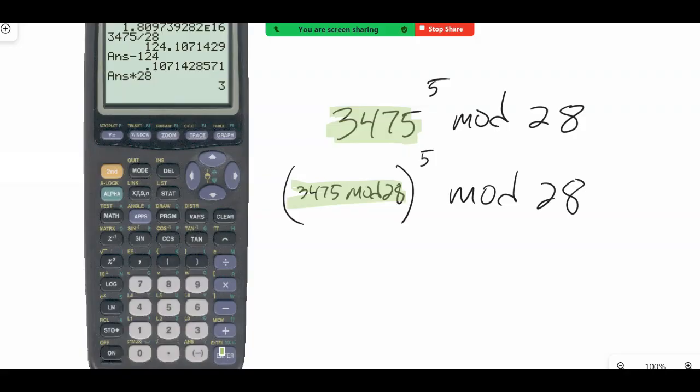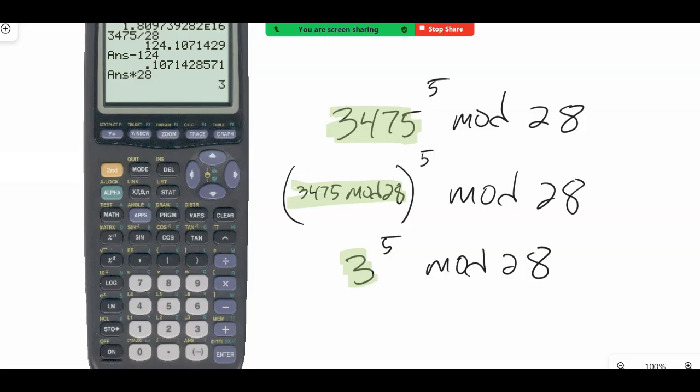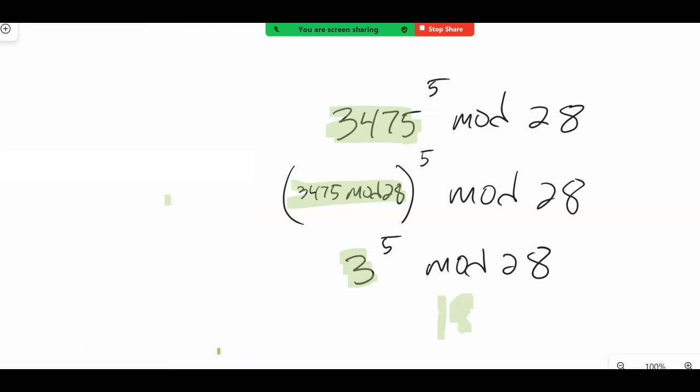So we change this problem to 3 to the 5th mod 28. So we're able to change the 3475 by applying the mod 28 to it down to 3. We still have the exponent and we still have the mod to work out. But now we have 3 to the 5th. Much smaller. Divide by 28. Subtract the whole number. Times by 28. 19. There we go.